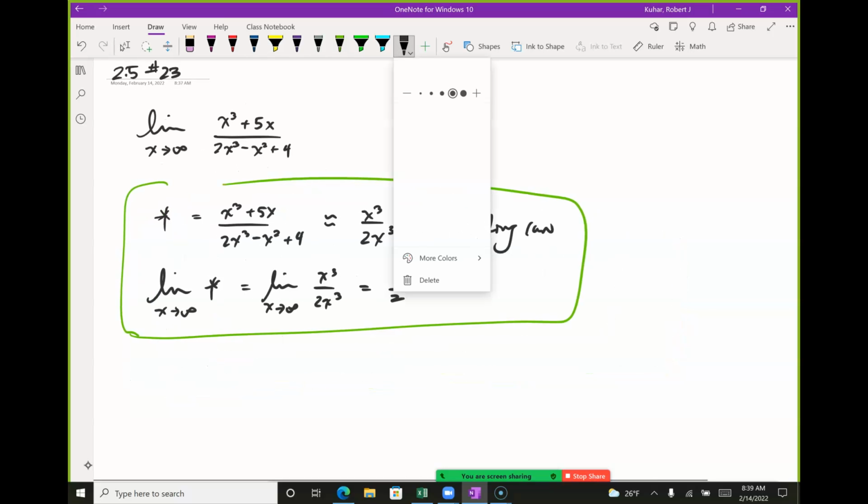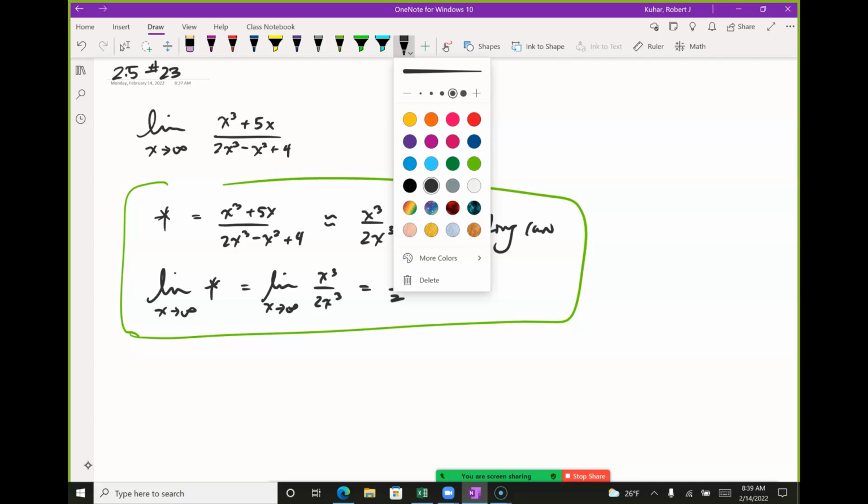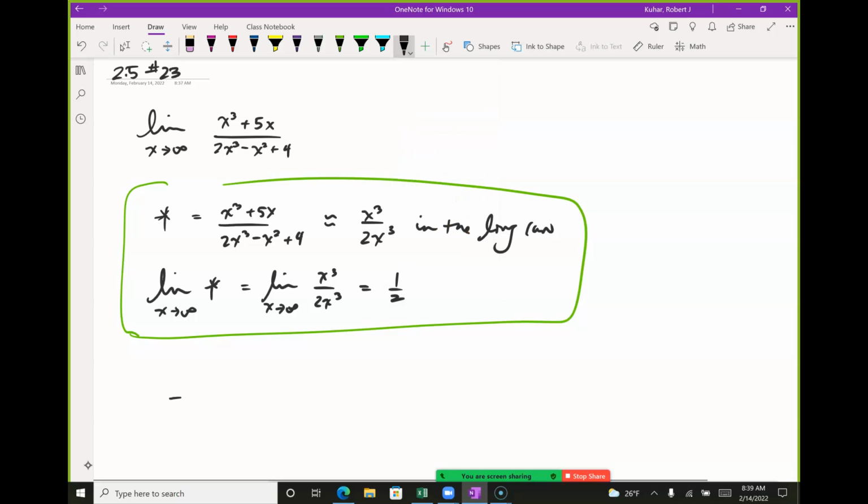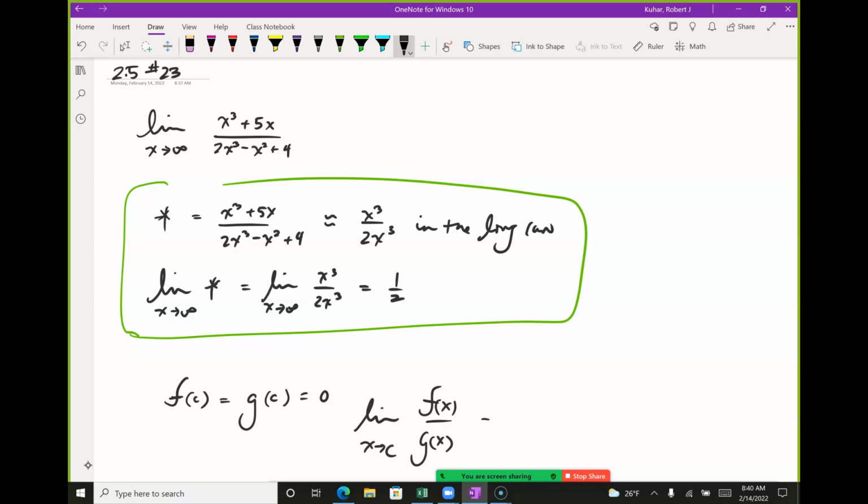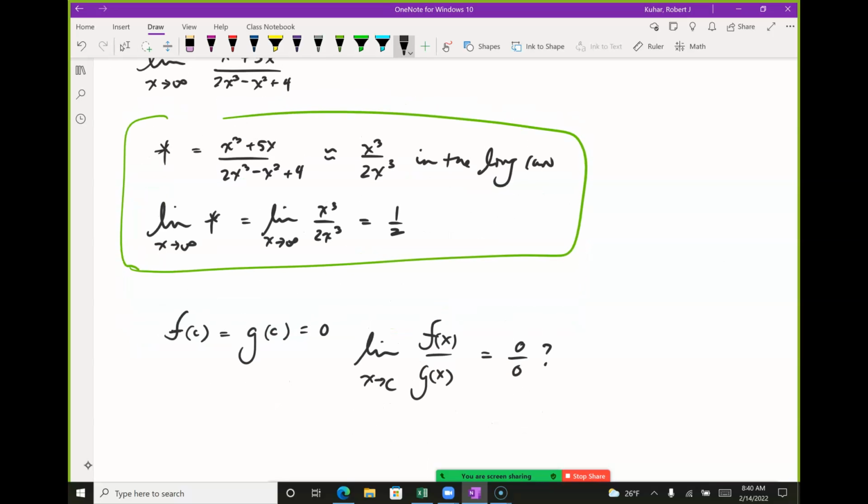But it turns out that L'Hopital's rule, right? That L'Hopital's rule, so like if f of c equals 0 equals g of c, right? Then f of x over g of x, the limit as x goes to c, right, gives me 0 over 0, yes? But I can take each function and do a reciprocal of them, right?